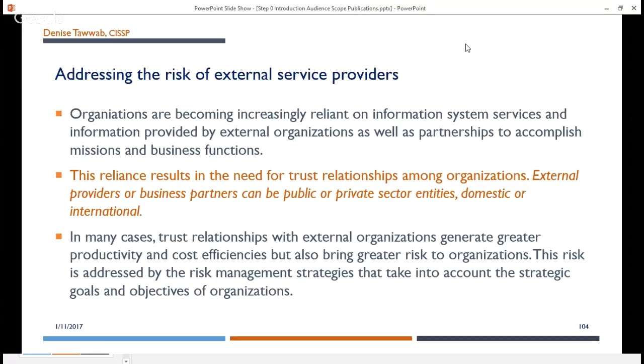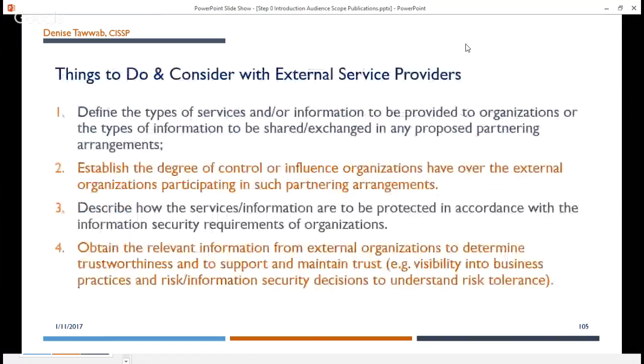In many cases, trust relationships with external organizations generate greater productivity and cost efficiencies, but also bring greater risk to your organization. And this risk is addressed by risk management strategies that take into account the strategic goals and objectives of the organizations. Here's some things to do and consider with external service providers.